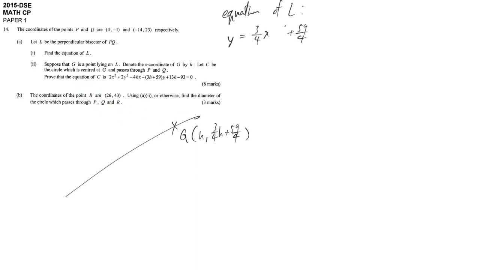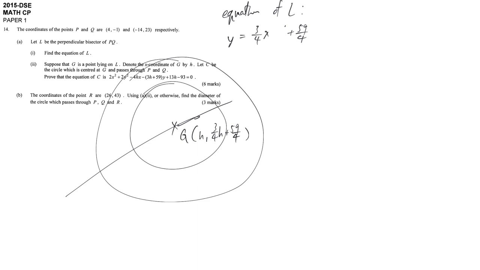And then after that, C is a circle which is centered at G. So there is a circle, maybe like this, maybe like this. We don't know how large it is. But they give you some restriction: it passes through P.